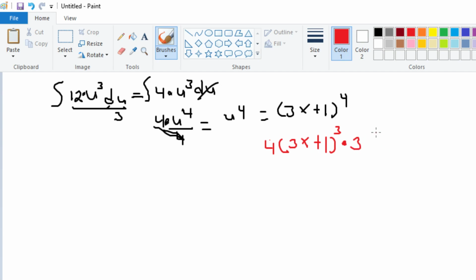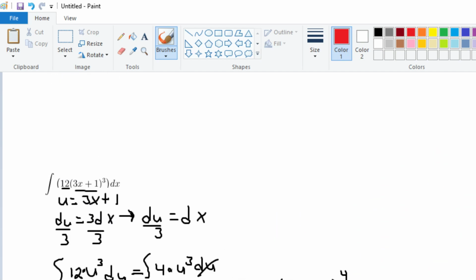Alright, and we took the derivative with respect to x. Now we just have to do the little multiplication. We're going to simplify it. 4 times 3 is 12, parentheses, 3x plus 1 to the power of 3 dx. Now we just have to check. Did we get what we started out with? Sure enough, this is the same as what we started with. Okay? Now, we're going to do one more.